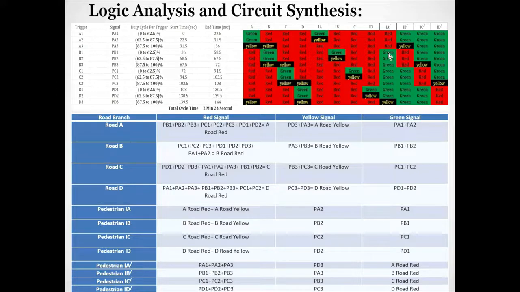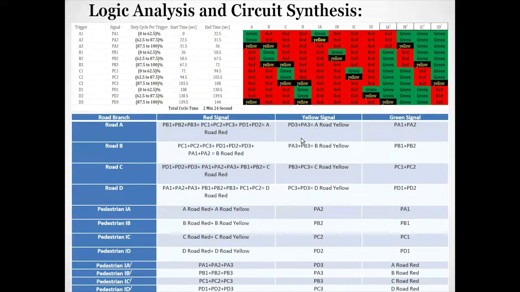So in the first figure, the column operation can implement the signals of road A. This is shown in the table. For example, in road A, the red signal is generated by the OR output from PB1, PB2, PB3, PC1, PC2, PC3, PD1, and PD2. So 8 signals are OR gated, and the output is named A road red. For the yellow signal, this is PD3 or PA3. And for the green signal, this is named PA1 or PA2. So like this, all other signals are generated.